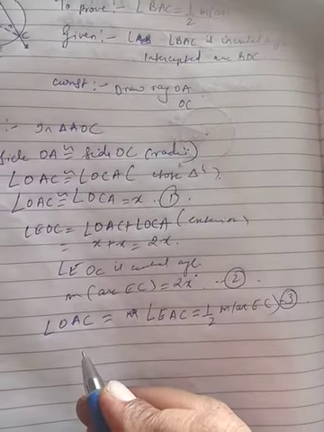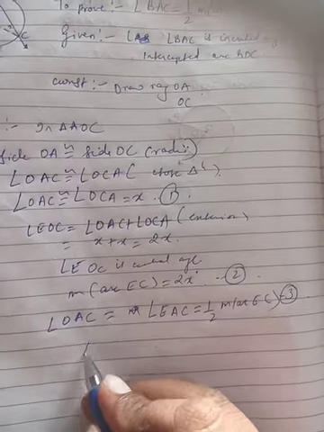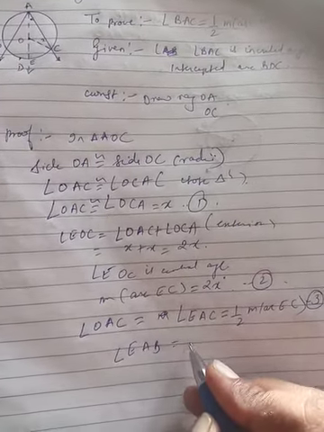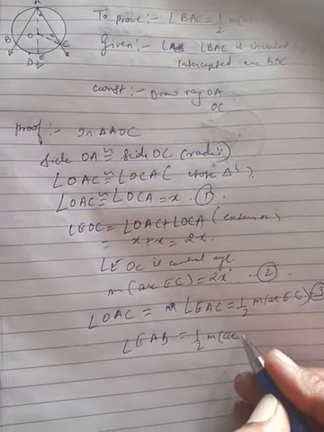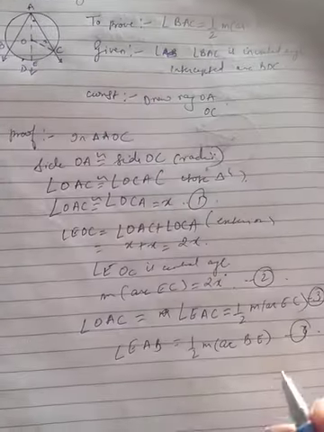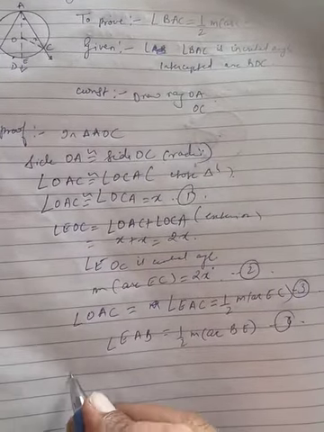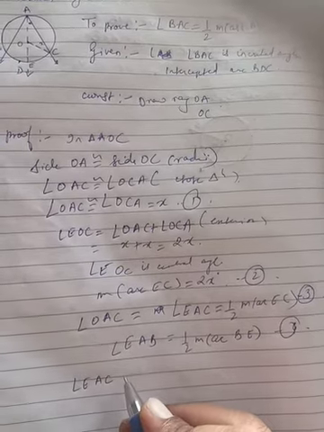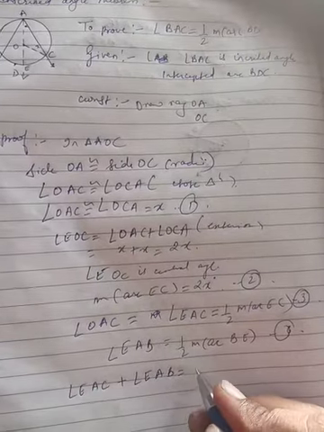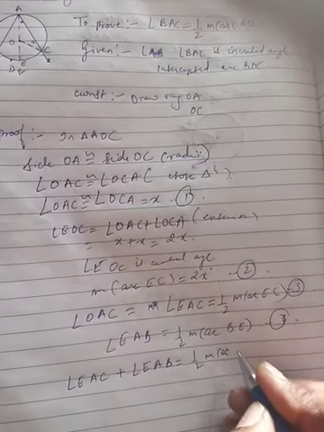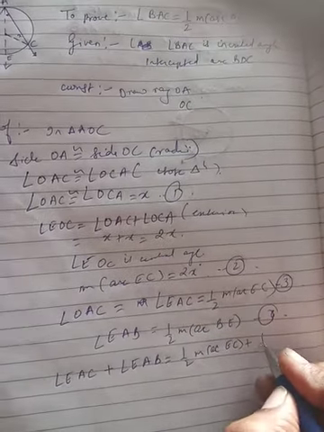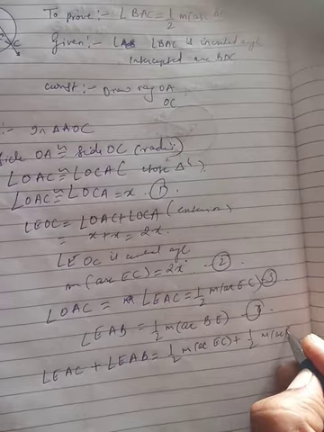Similarly, we can prove for angle EAB on the other side: it is equal to half of the measure of arc BE. So that can be equation 4. So adding equations 3 and 4, we get angle EAC plus angle EAB is equal to half of the measure of arc EC plus half the measure of arc BE.